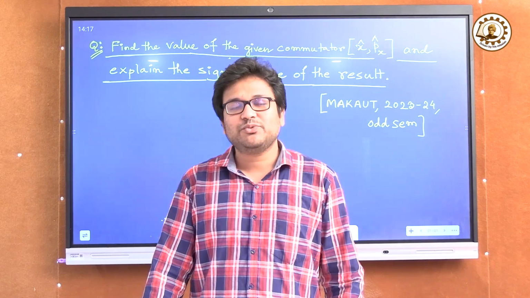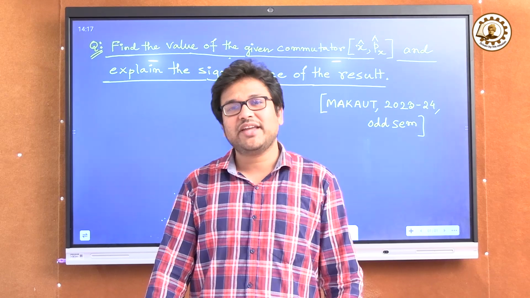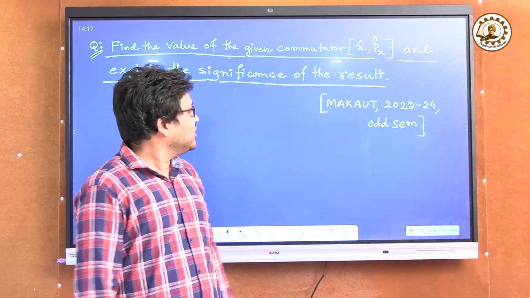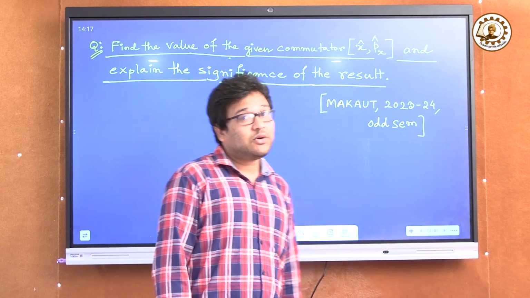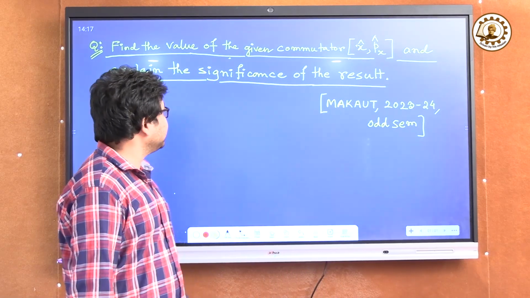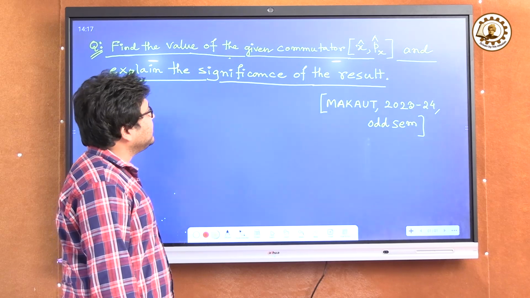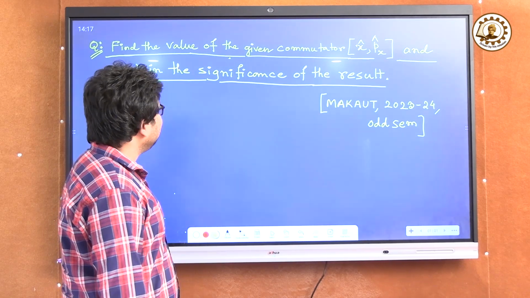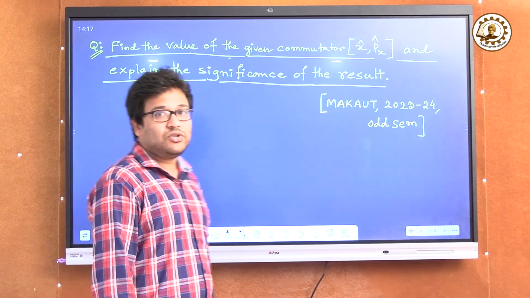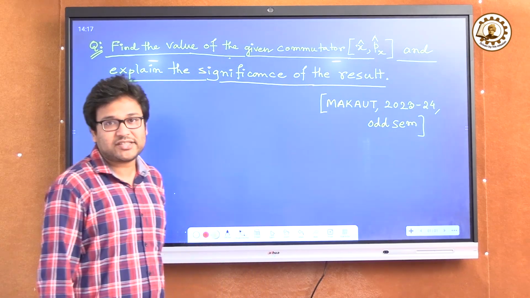And in today's class we are going to discuss a question that came in MAKAUT in the year 2023-24 odd semester examination. The question is from quantum mechanics and it says: find the value of the given commutator [x cap, px cap] and explain the significance of the result. So we are going to discuss this question in today's class.